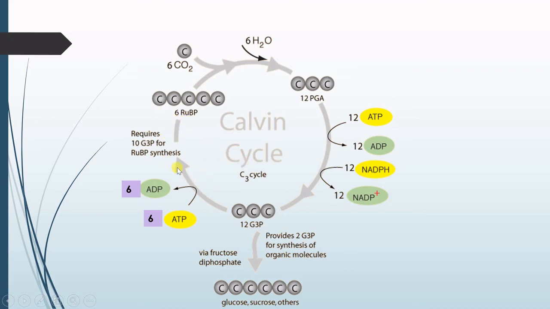So number of carbon is same, but for this regeneration of 6 molecules of 5 carbon compound, so many combinations and recombinations are needed. Several intermediate compounds are required. So through this complicated process, the 6 molecules of 5 carbon compound are regenerated. So this is the carbon balance sheet of Calvin cycle. So it's all about C3 cycle.